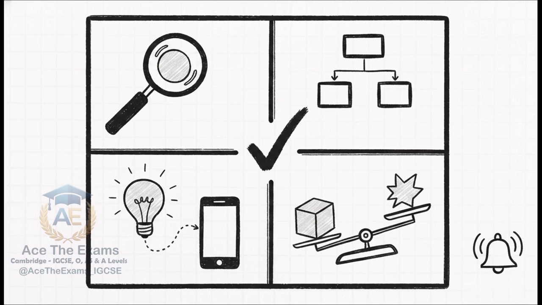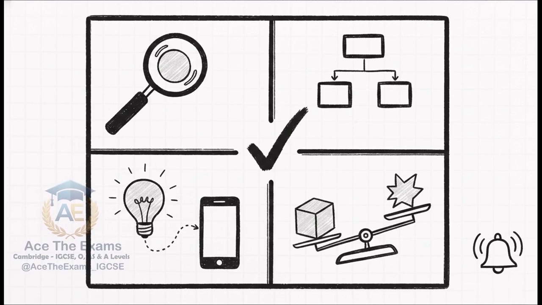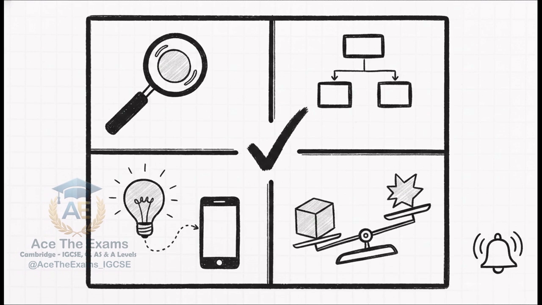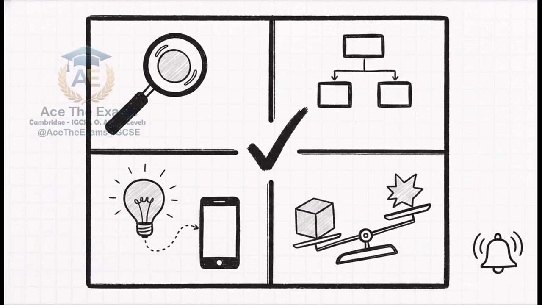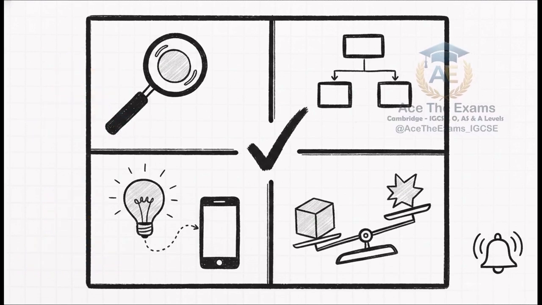Question 3. Where is it used? That is your real-world context transfer. And question 4. Why is it better or worse than the alternative? That is your evaluation and justification.